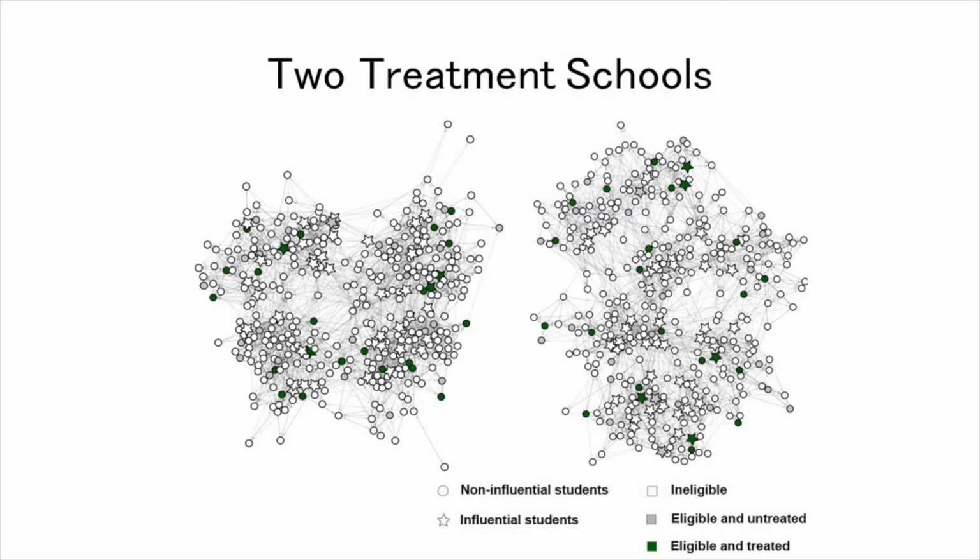To give you a better sense of what this randomization to the treatment program did, here's a graphic of 2 of our treatment schools. The green shapes are kids who were randomly assigned from the school to participate in the intervention program, and the white are kids who were not. The circles are kids who are not these influential students, but just any student, and the stars are the kids who were these influential students, based on the number of times that they were assessed to be someone that other people spend time with.